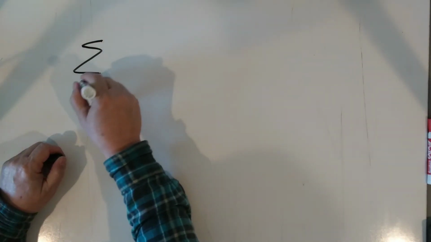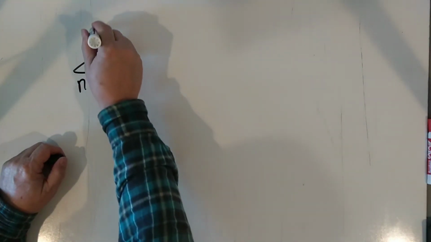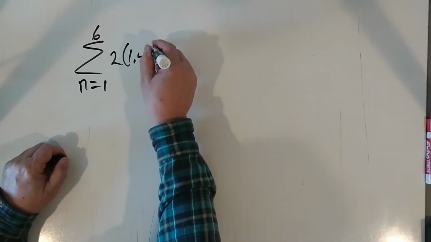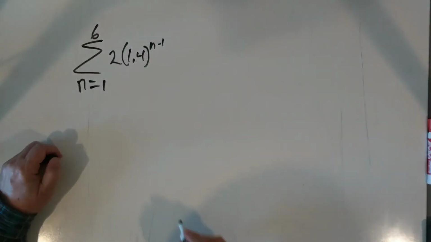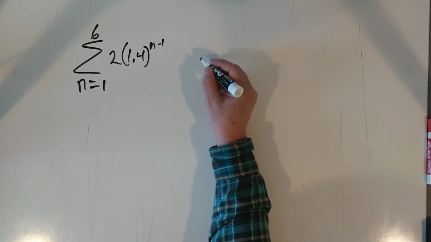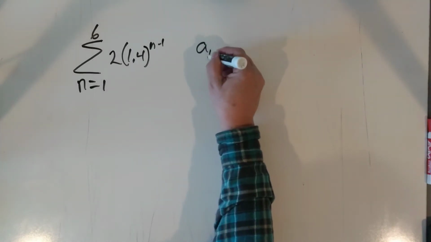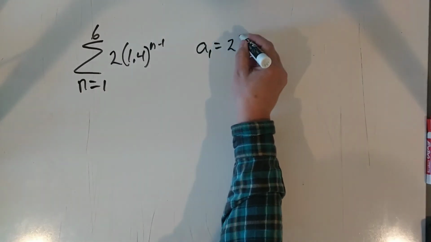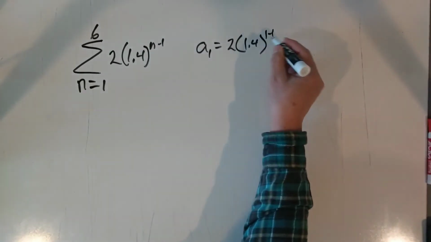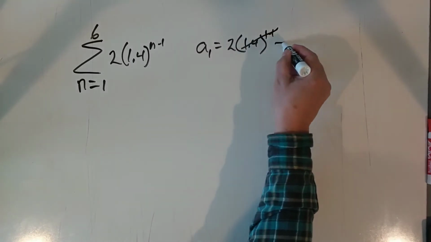Let's do the sum from n equals 1 to 6 of 2 times 1.4 to the n minus 1 power. First, we need to find the first term, a sub 1. Well, that's going to be 2 times 1.4, and 1 minus 1 is 0, so this is just 1. So the first term is 2.